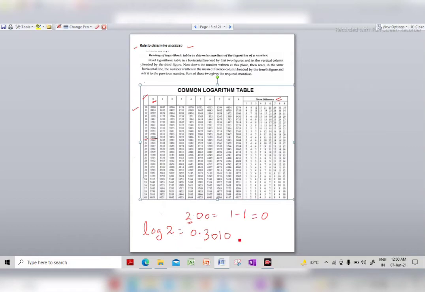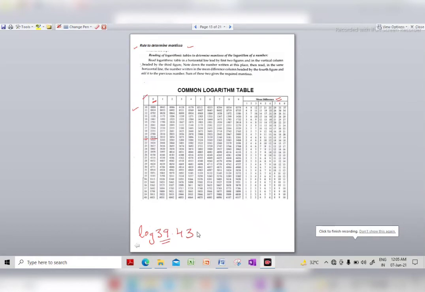In this, we have taken the combined use of characteristic and mantissa. Let's take another example where we have to find out the log of 39.43. So how will we find out? Let us see. First, we'll check the characteristic part. In the characteristic, we have 2 digits. So according to our rule, 2 minus 1, which is 1. So in my characteristic part, I'll have 1.